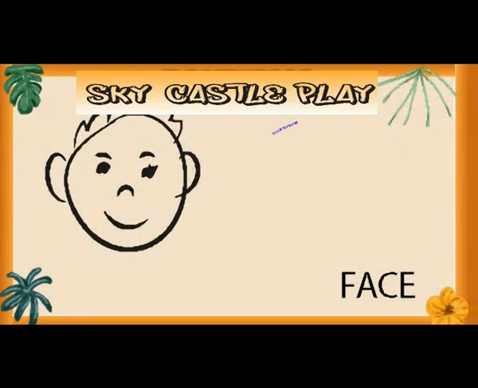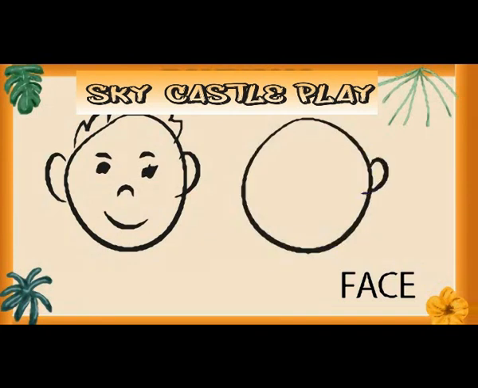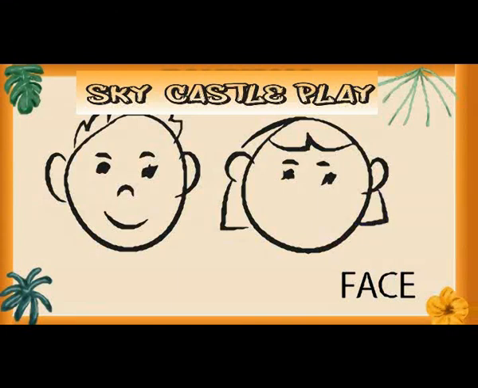Let's do it one more time. Circle, another circle for the ears, eyes, and eyebrow, and hairs. And we draw a girl. Okay, the nose and the mouth. Very easy, right?